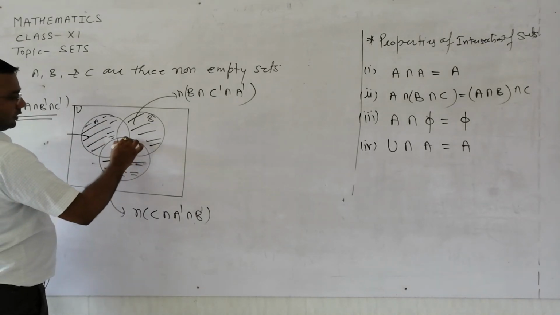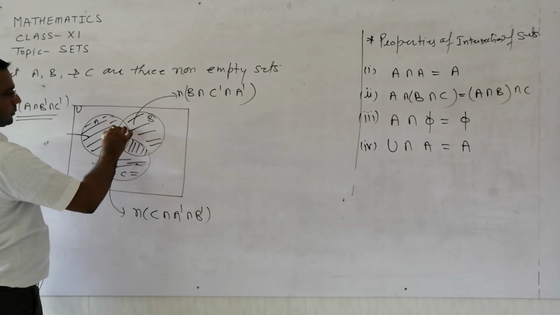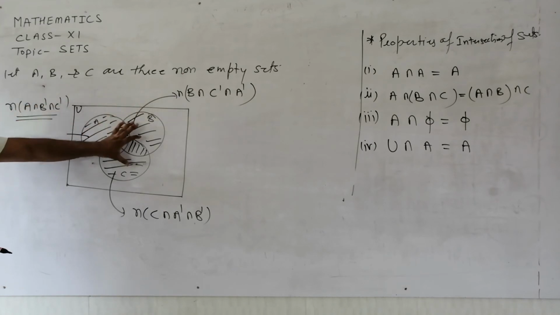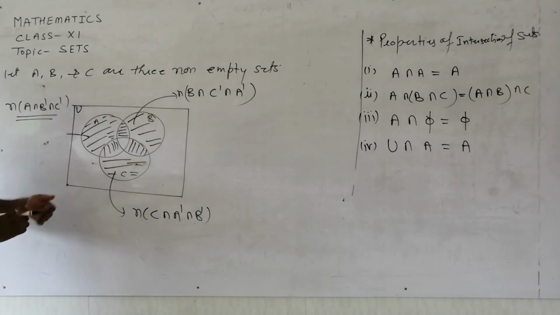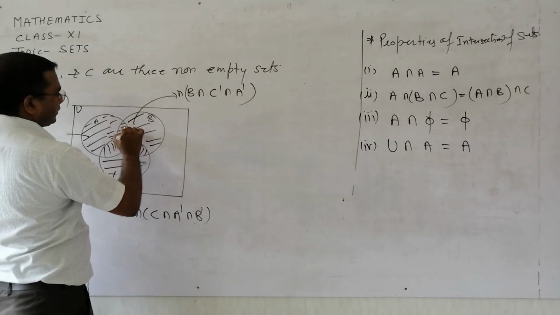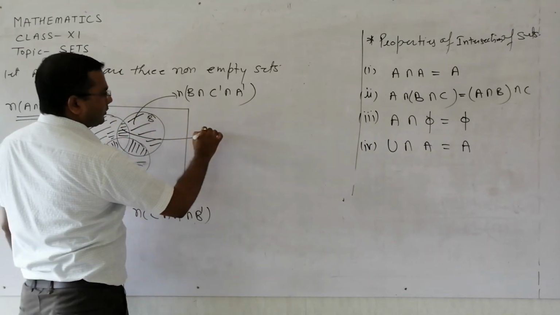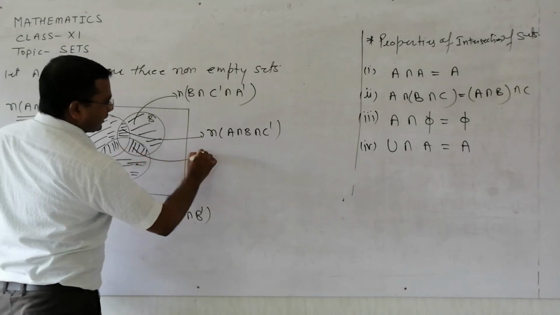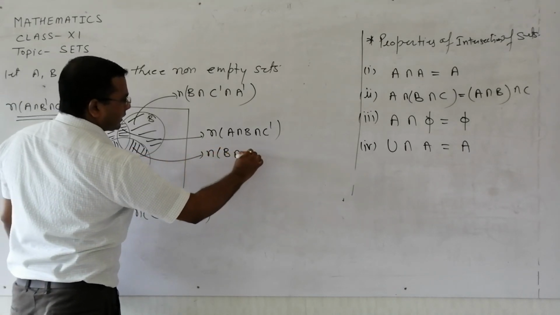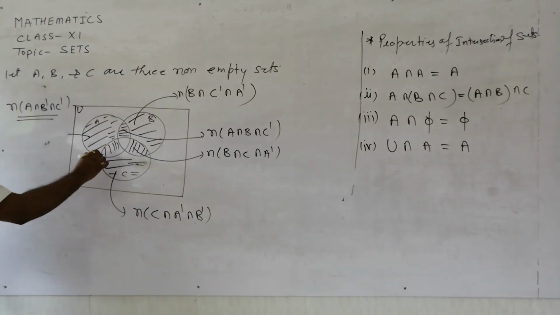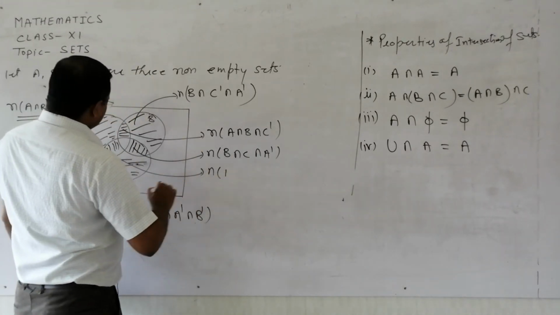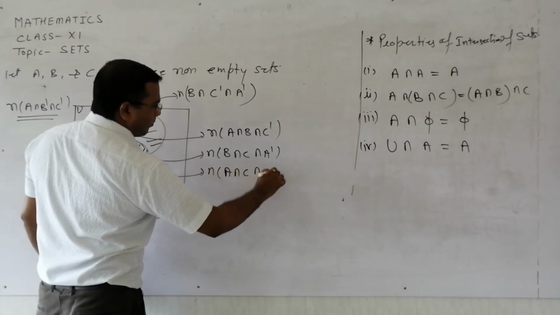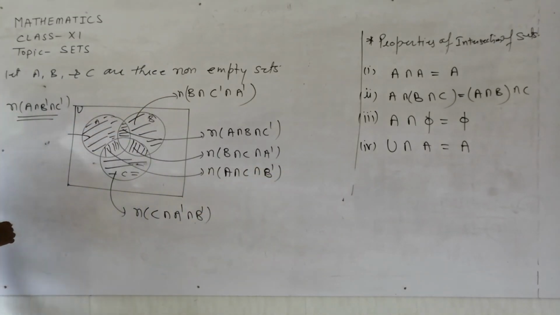If we are talking about this particular shaded part, here we have taken the common element of A and B, common element of B and C, common element of A and C. So if you are talking about this particular part, I am telling you this part is A intersection B and complement C. Similarly this is B intersection C complement A, and this is the common element between A and C, so A intersection C and complement B. So like this we can easily represent.